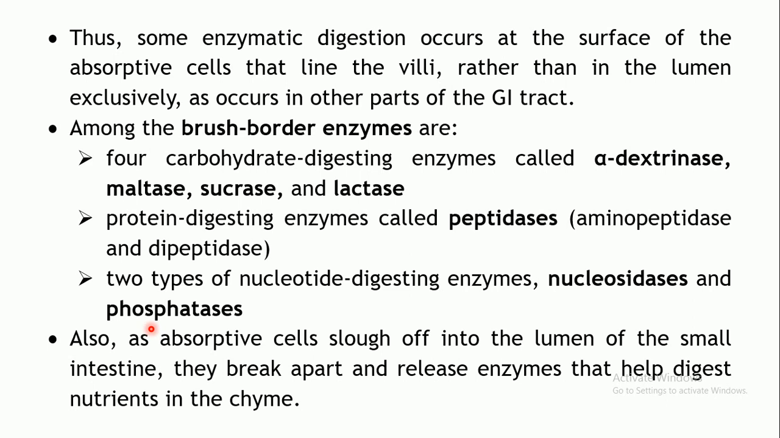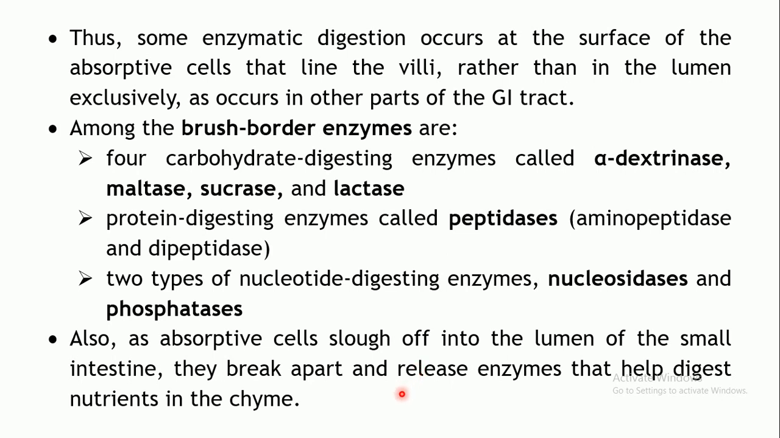Now apart from that, sometimes the layer of absorptive cells may also slough off due to wear and tear. Because of the moving food, the absorptive cells may slough off into the lumen. Into the lumen, they will break apart and release the enzymes. This will further help in digesting the nutrients in the chyme. Apart from surface digestion, whatever absorptive cells slough off will also release the digestive enzymes, and further help in the digestion of the food.